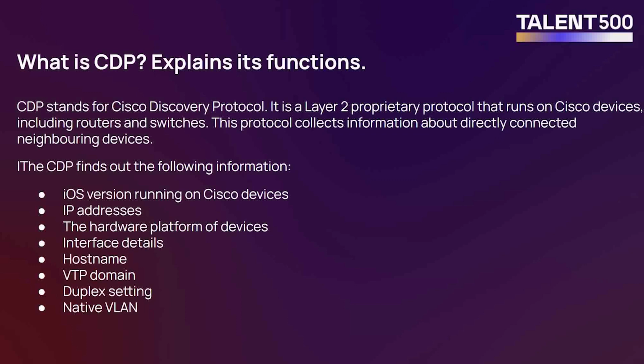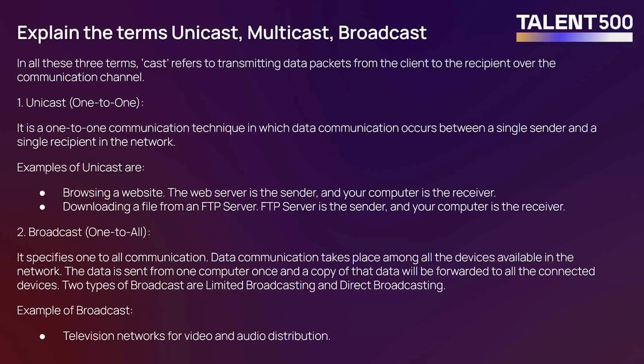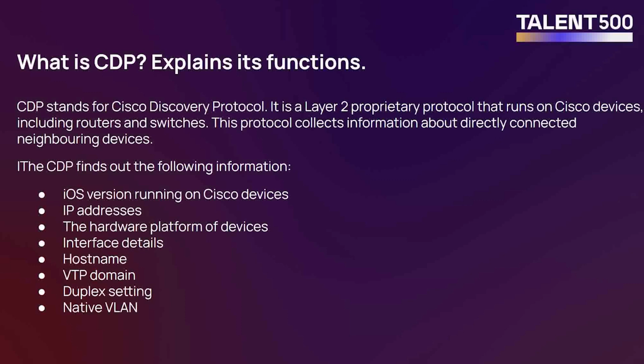There are CDP functions such as the IOS version running on Cisco devices. This is the information that CDP collects of its connected devices: IP addresses, the hardware platform of the devices, interface details, host name, VTP domain, duplex settings, and native VLANs. So these are the things that Cisco Discovery Protocol captures from the neighboring connected devices.